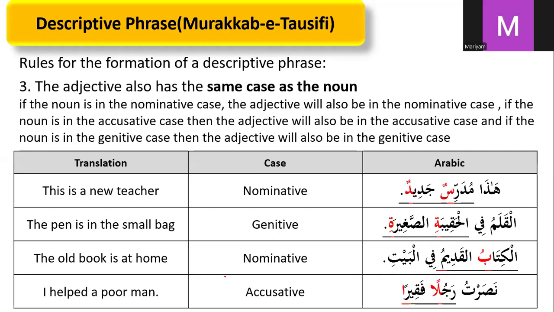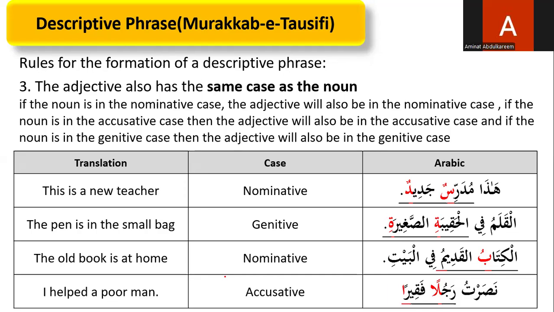Now the i'rab, which we have learned about: marfu, mansub, and majroor. Marfu is when it is the subject of the sentence or it is a single khabar.